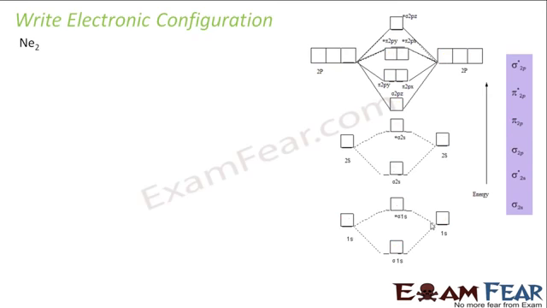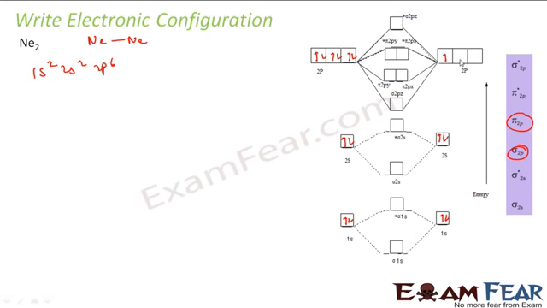Let's take the example of neon. Neon also is the same as oxygen. Sigma 2p comes before pi 2p. So neon molecule is nothing but 2 neon atoms. For neon, the electronic configuration is 1s2, 2s2, 2p6. So let's put this 1s2, 2s2, 2p6. 1, 2, 3, 4, 5, 6. Here also 1s2, 2s2, 2p6. 1, 2, 3, 4, 5, 6.